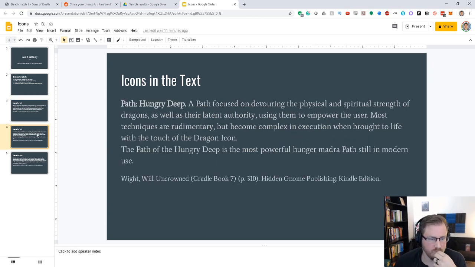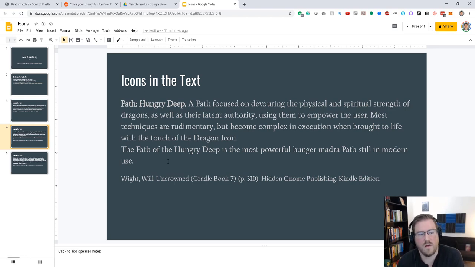So let's move on. Next, we see a discussion of icons in the Path of the Hungry Deep. And this blew a hole into the concept of creating living techniques. And I'll talk about that in a second.